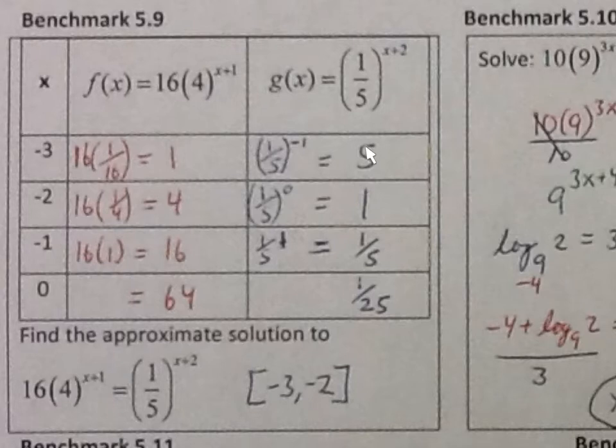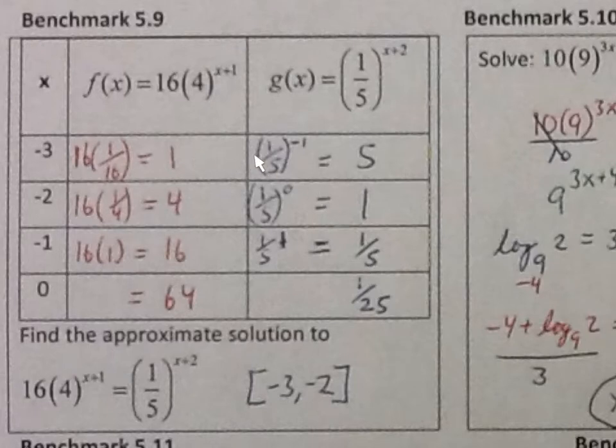Okay, from there, the second question is find the approximate solution. So the approximate solution is where these two graphs cross. And you've got to look at it carefully by looking at the values. You could graph it, by the way. If you graph these dots and you graph these dots, you will see the interval for which they cross. But I think there's an easier way, just looking at the table.